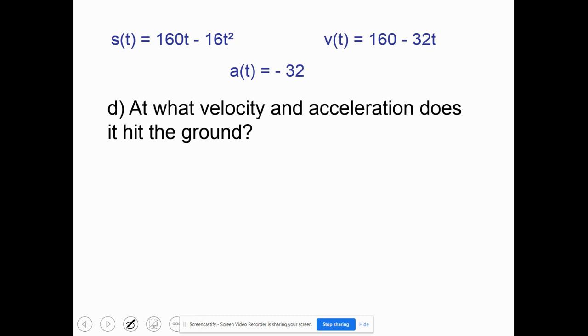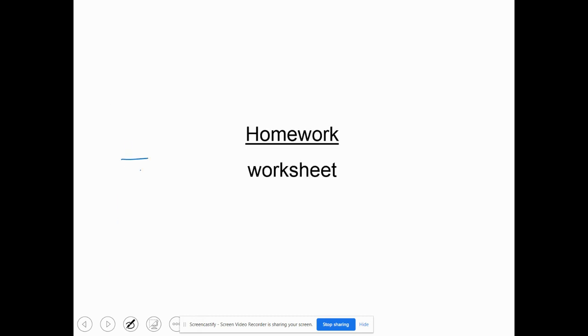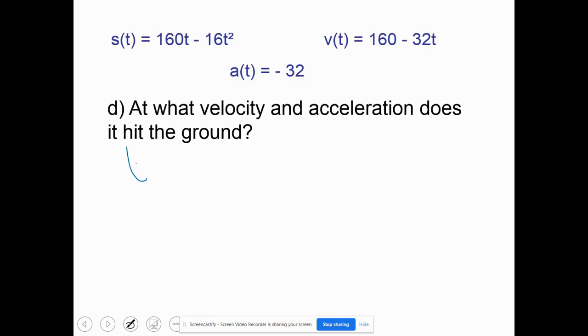At what velocity and acceleration does it hit the ground? Well, if it hits the ground when t is equal to 10, then we're going to take 10 and plug that in.